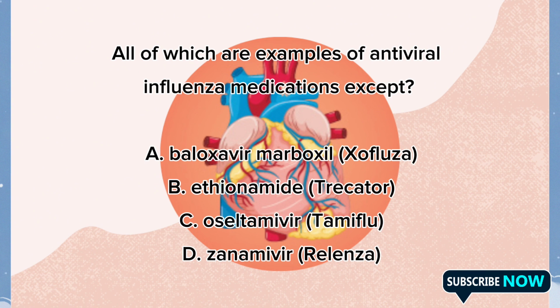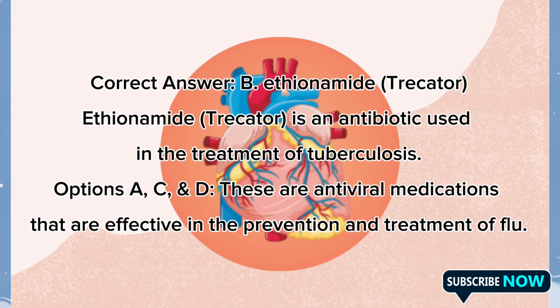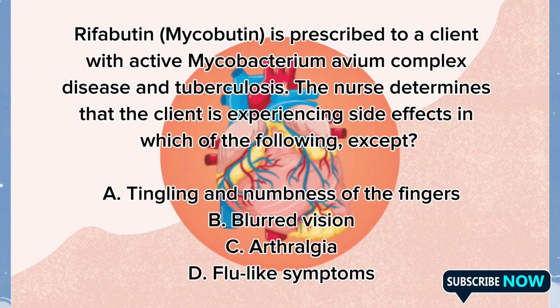All of the following are examples of antiviral influenza medications except: correct answer, B. Ethionamide (Trecator). Ethionamide is an antibiotic used in the treatment of tuberculosis.